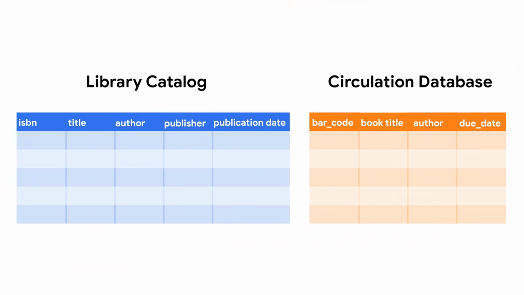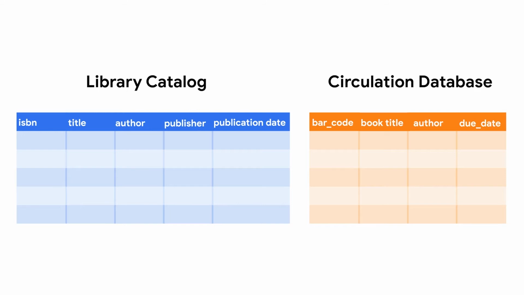This ensures the data is consistent and standardized. Here's how it works. For example, the data team from a large public library wants to combine data from two sources to track the 12-month history of their book circulation and number of new requests patrons make. The first data source is a library catalog that includes the International Standard Book Number, or ISBN, title, author, publisher, and publication date for each book they own.